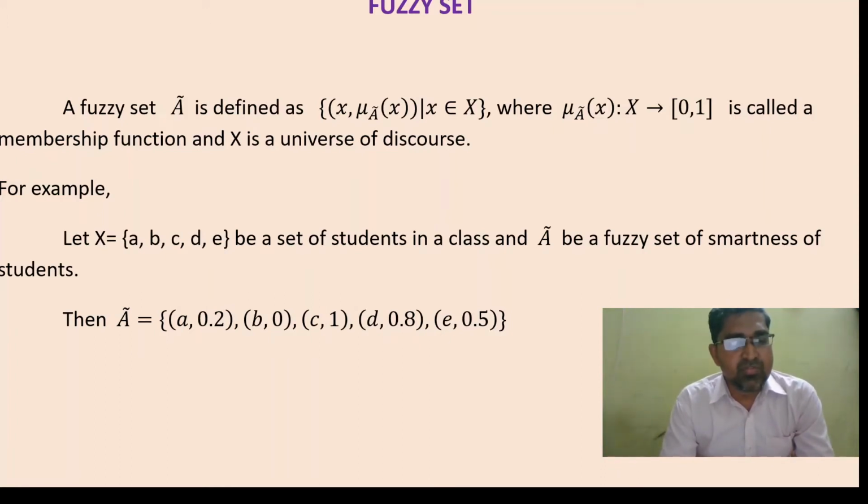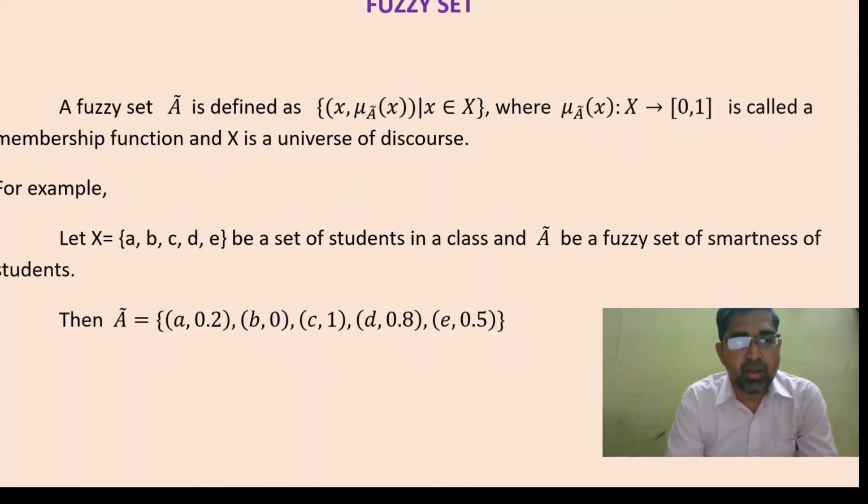So what is the meaning of this fuzzy set A? Student a has 20% smartness. Student b doesn't have smartness. Student c is 100% smart. Student d has 80% smartness. Similarly, student e has 50% smartness. In this way, we can express the students with their smartness. That is the advantage of the fuzzy concept.